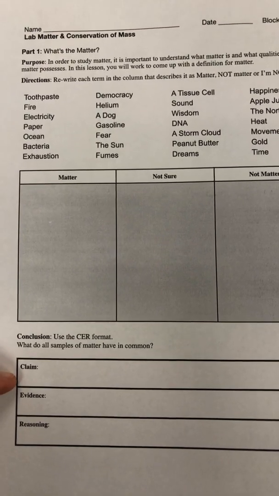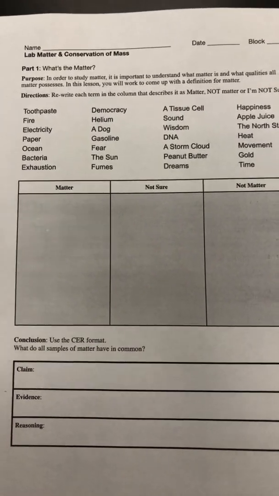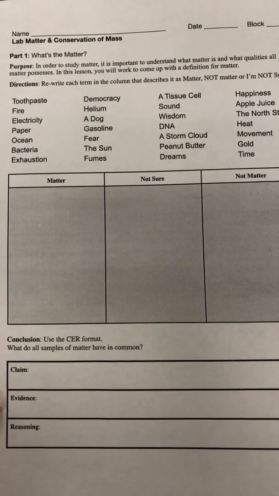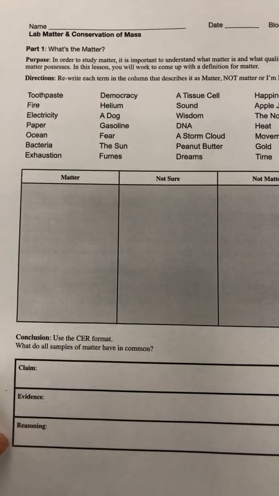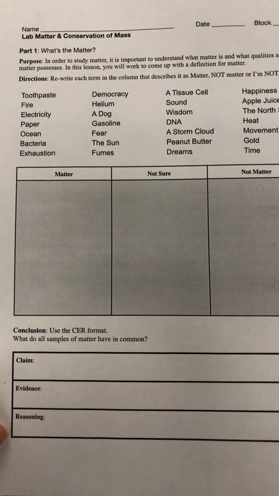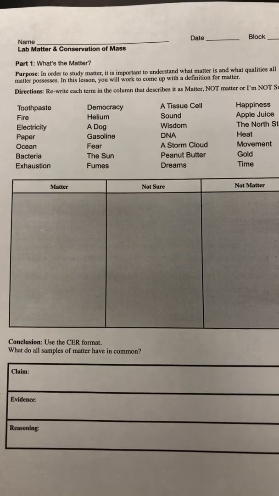So first, keep your claim simple. Make your claim. What do all the samples of matter have in common? What is the evidence that you looked at from your prior knowledge? And then your reasoning, something from the theory in the notes. Keep it simple. And now we're moving on to part two.